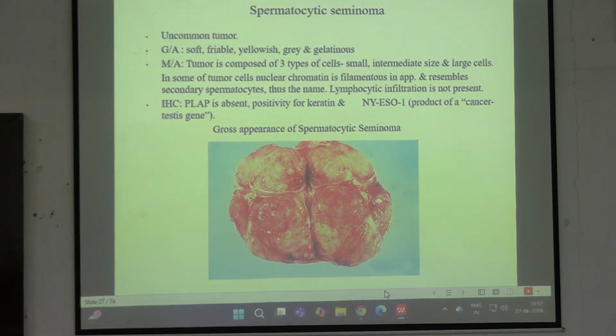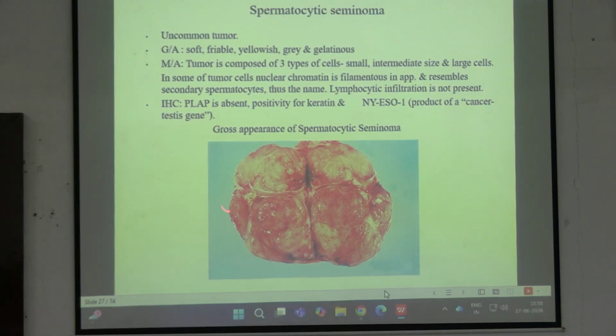Okay, spermatocytic seminoma, again it is uncommon. I told you this is unrelated to GCNIS. Gross appearance is soft, friable, yellowish, grey and gelatinous. The tumor is composed of 3 types of cells, small, intermediate and large cells. Okay, no need to remember more than that.